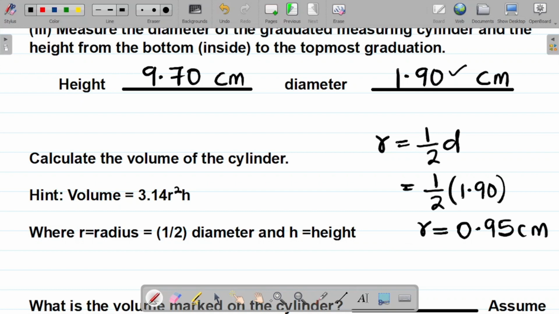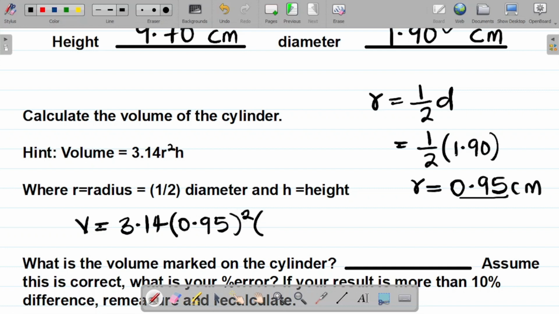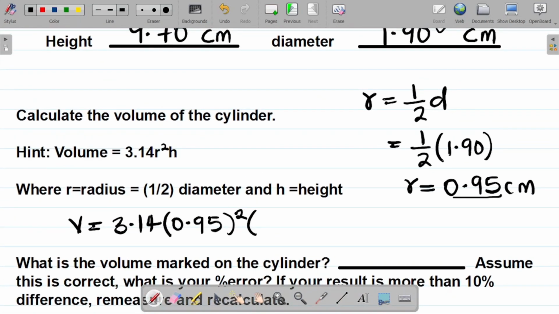From this now I can find volume. So how do I find volume? Let me just write it here. Volume V is equal to 3.14 into r squared. r is 0.95, so it becomes 0.95, that's r squared, into h. h is height, which is this value here. The height is about 9.70, so times 9.70. All right, multiply this.